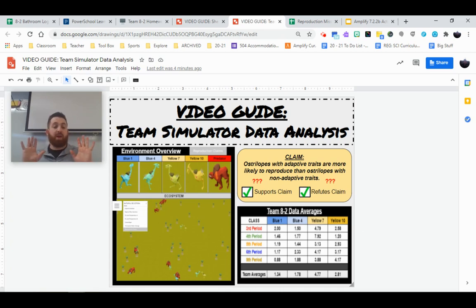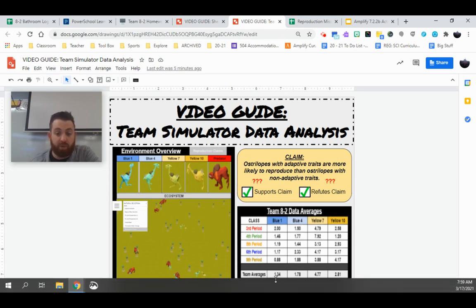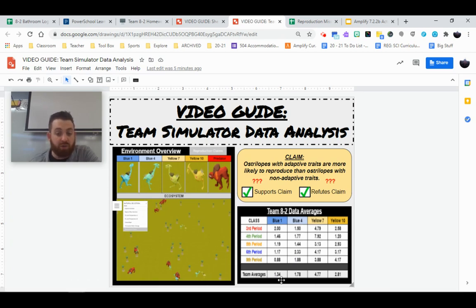So first and foremost, we have to look for patterns. And when we are able to look for patterns, we're able to identify two things. Number one, what looks similar, and then we can figure out why. And then what doesn't look similar, we can figure out why. So every time we look at these data points, we see a few things. Number one, we see that the blues are typically pretty low in terms of their numbers, with our averages below 2. Okay, so they're reproducing less than 2 times in all of our simulators.